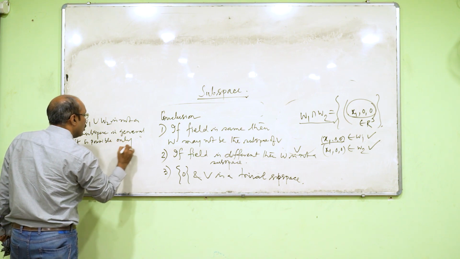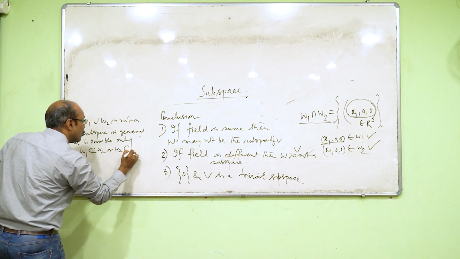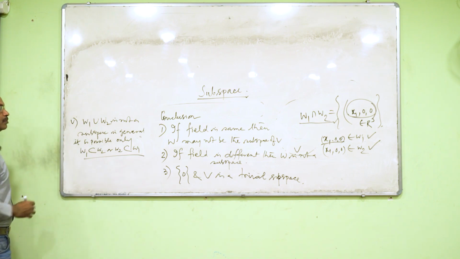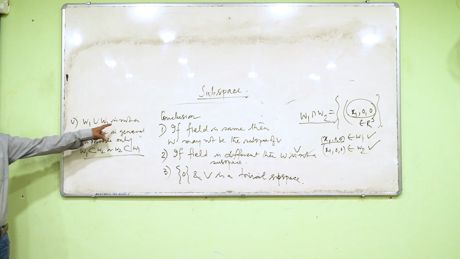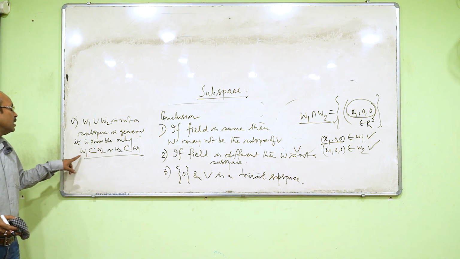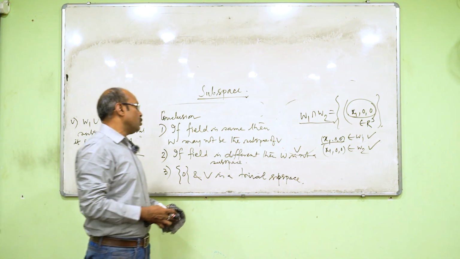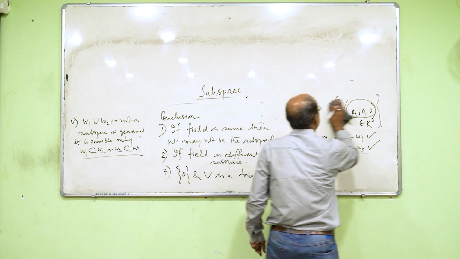It is possible only if W1 contains W2 or W2 contains W1. In general, W1 union W2 is not a subspace. It is possible only if W1 contains W2 or W2 contains W1. Let's take an example.